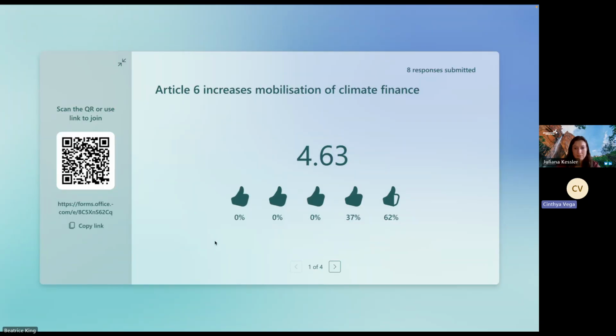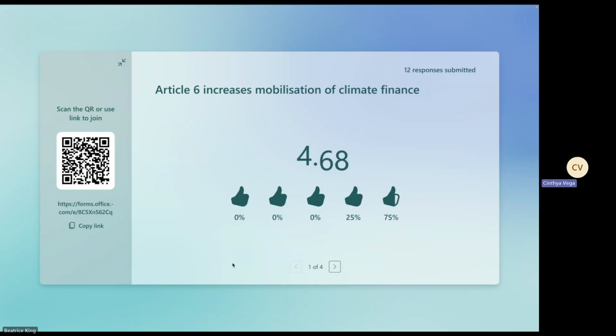So let's see. The first statement, and I will also allow some seconds for responses to come, but I can already start reading the first one. What is your view? What do you think? Article 6 increases mobilization of climate finance. Do you fully agree? Do you disagree? After hearing this presentation, what's your take and what's your perception? Responses are coming in, and we can see that we have a partly agree audience that Article 6 increases mobilization of climate finance. Can we skip to the next question, please?